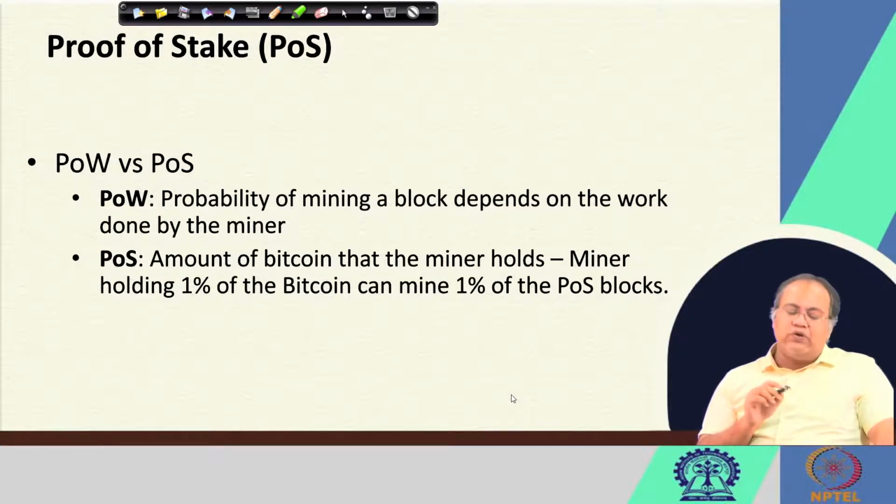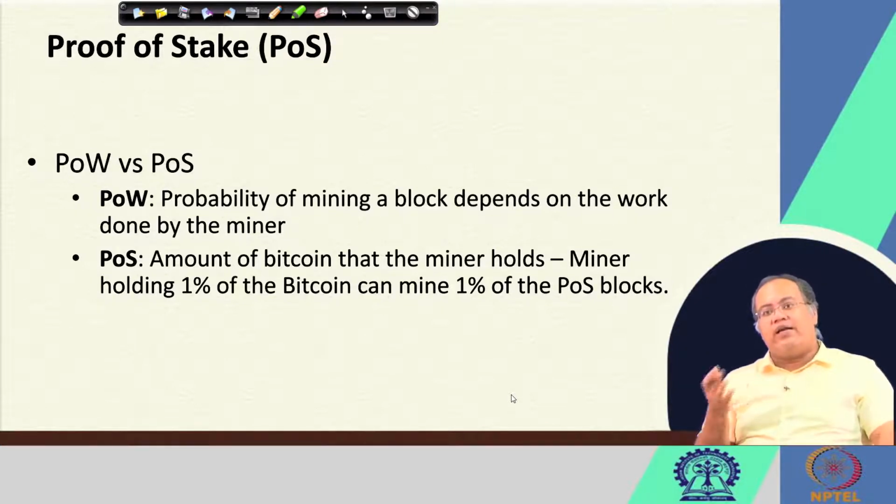Now, if I compare the basic idea behind proof of work versus proof of stake, in proof of work, the probability of mining a block depends on the work done by the miner. So if a miner has more computing power, the miner will have a higher probability to propose a new block. In contrast, in proof of stake, it is the amount of Bitcoin that the miner holds. If you are holding 1% of the Bitcoin, you can mine 1% of the POS blocks.